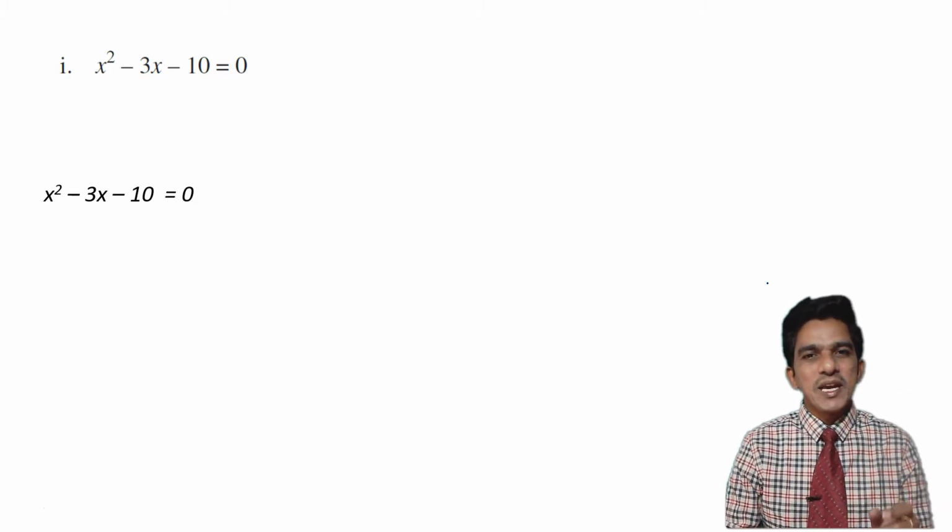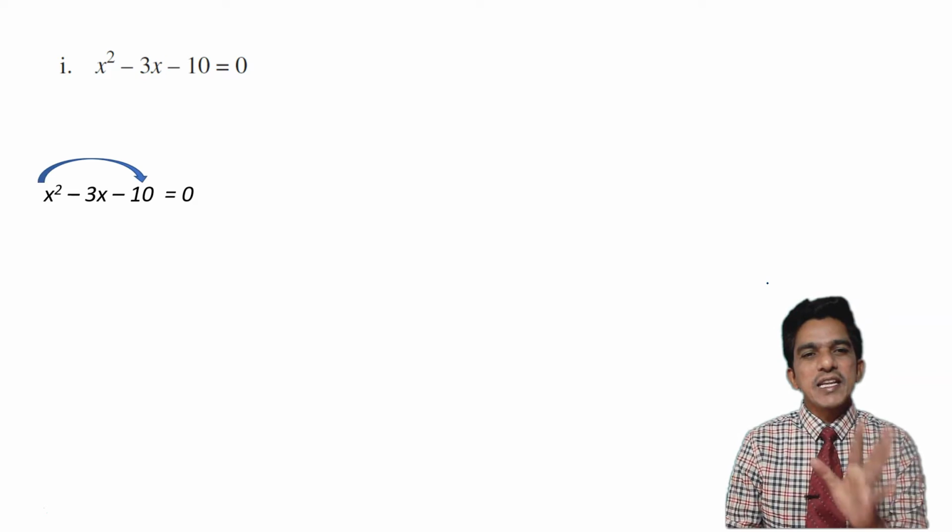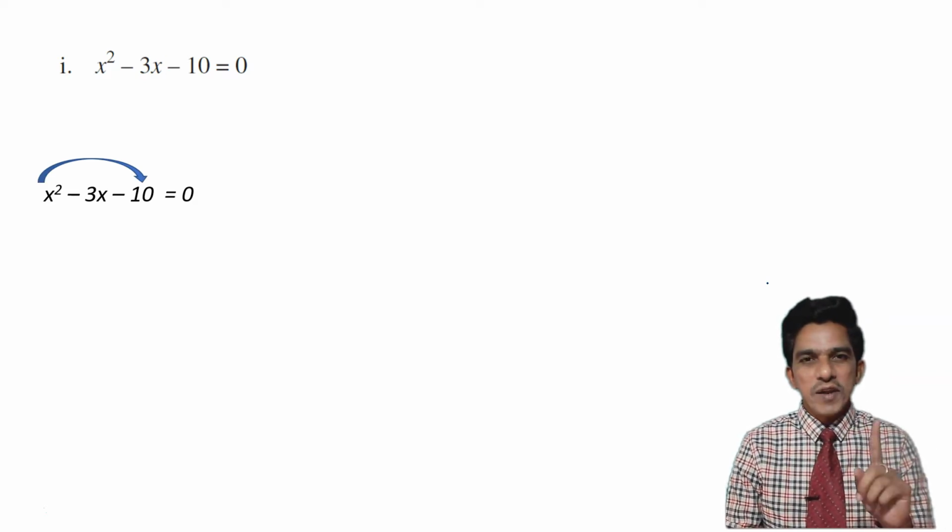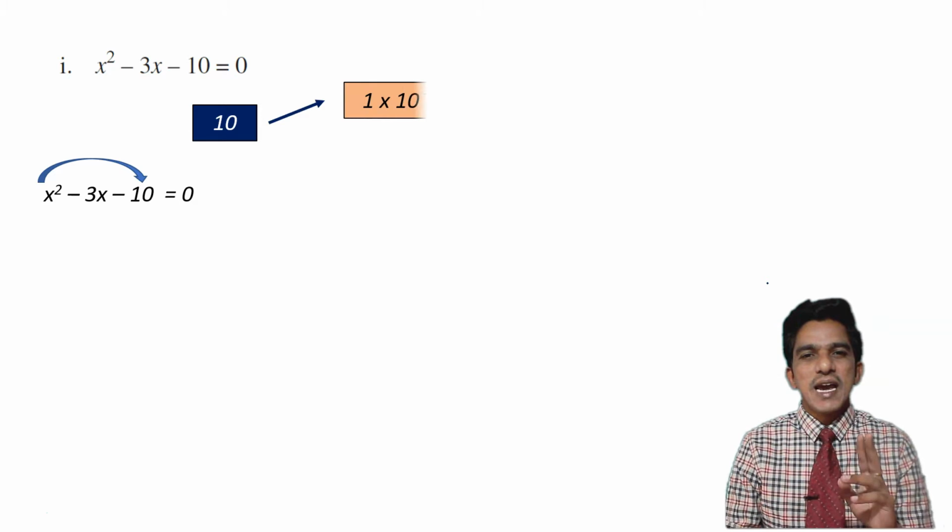Then we have to multiply the coefficient of x square and the constant. x square has coefficient 1. 1 tens are 10. Forget about the sign. So I have to factorize 10 here. Factors of 10 are 1 tens are 10 and 2 5s are 10.